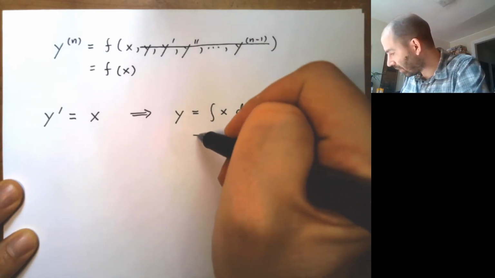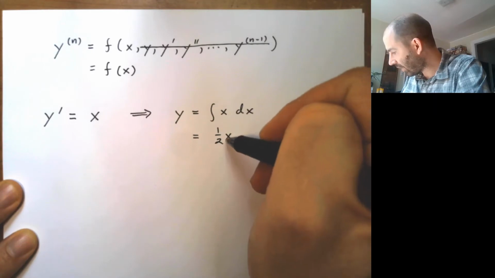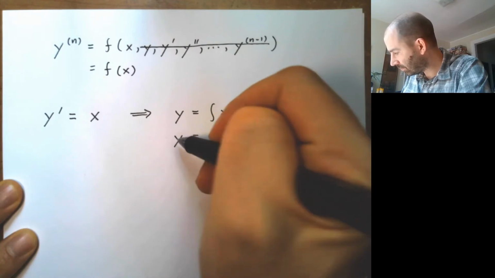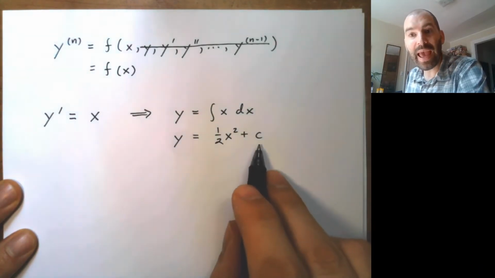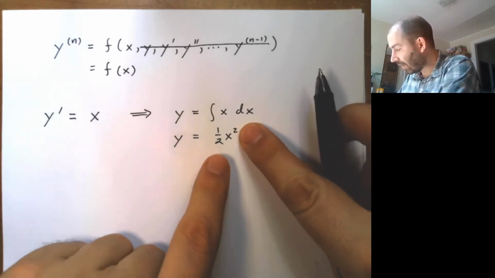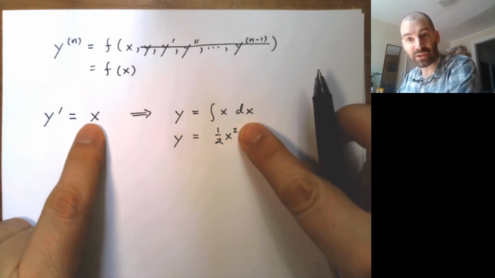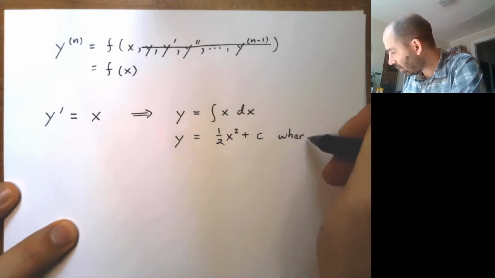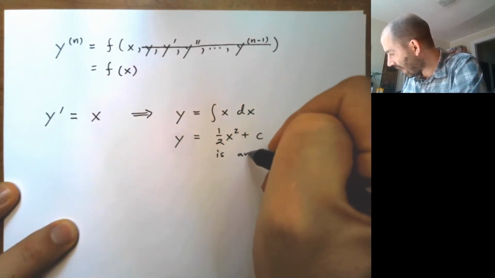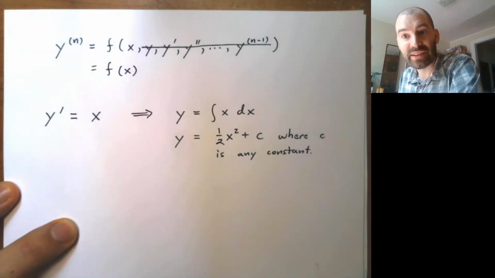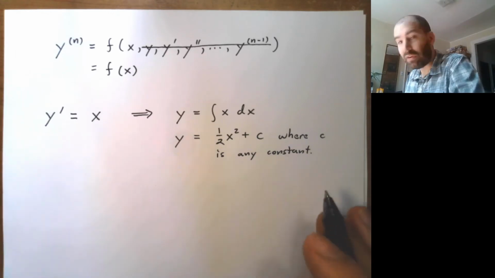Well, what does that integral become? 1/2 x squared plus c. What is c? c is any constant. Because if I put any constant here, and I take the derivative, it becomes 0. And then when I take the derivative of this, it becomes x. So I do get to this. And this can be any number. So let me just write that, where c is any constant. Sometimes they call it an arbitrary constant. Same thing. Okay, so we've solved the differential equation.